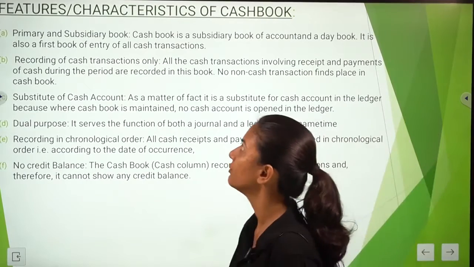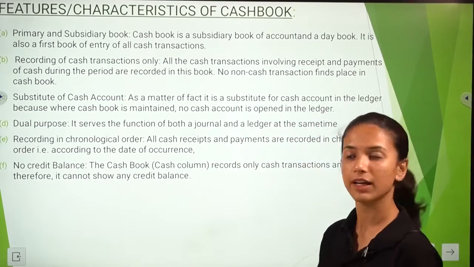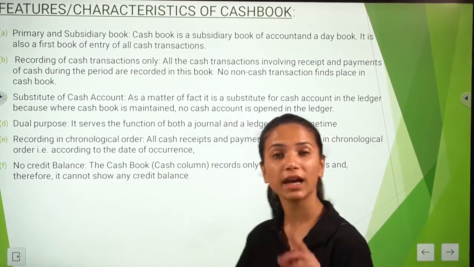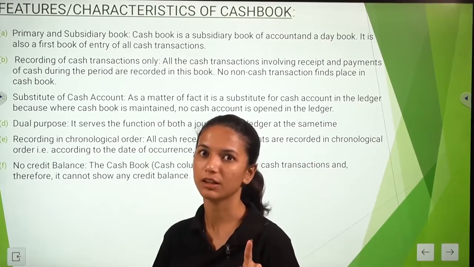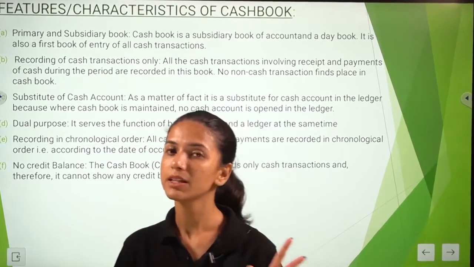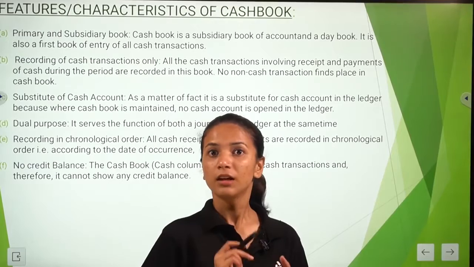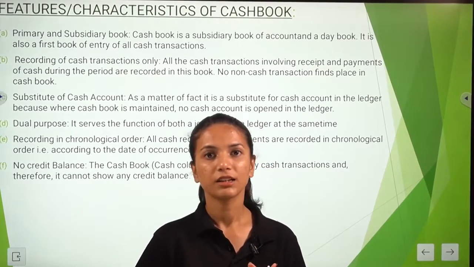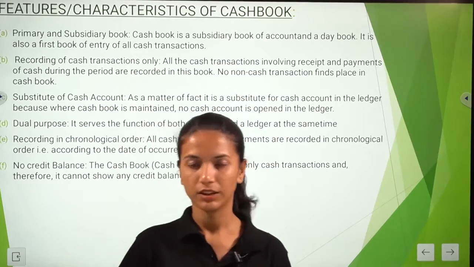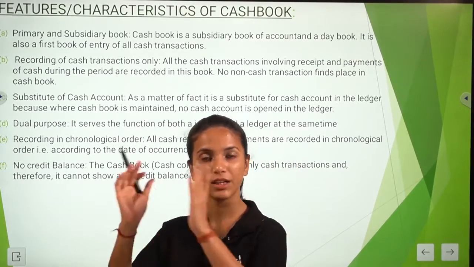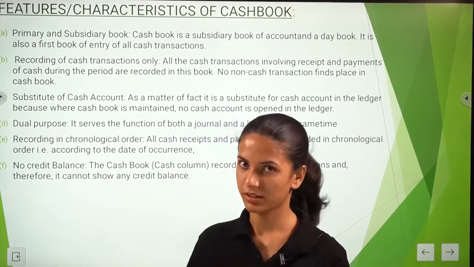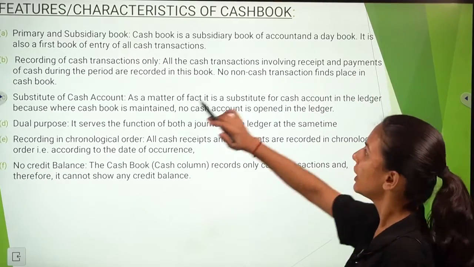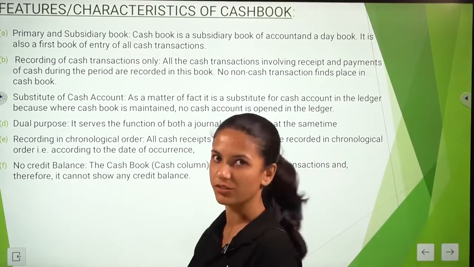Next, let's see what are the features or characteristics of cash book. Okay. First is primary and subsidiary book. It acts as both primary and subsidiary books. Why primary? Primary means it can be recorded directly from the source documents. It doesn't require any journal to be recorded. And subsidiary book, because it is specially recorded for the cash transaction only. So cash book is a subsidiary book of account and a day book. It is also a first book of entry of all cash transactions.